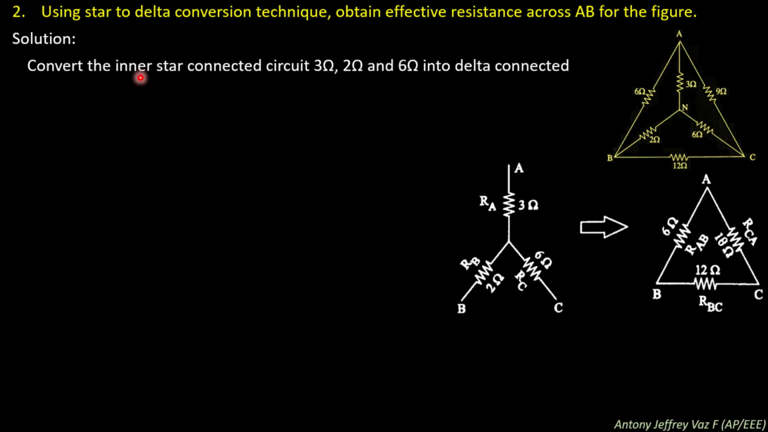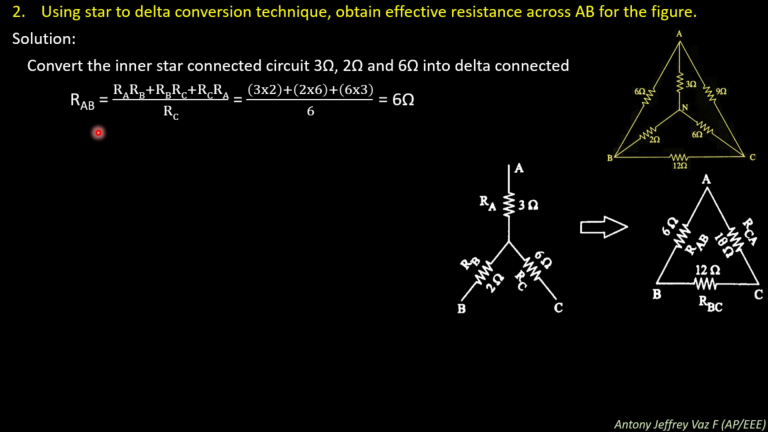So first we are going to convert the inner star connected circuit, that is 3 ohm, 2 ohm and 6 ohm, into delta connected circuit. So redraw the circuit, that is the inner star, like this, which is 3 ohm, 6 ohm and 2 ohm. Next we are going to convert this inner star into delta like this.